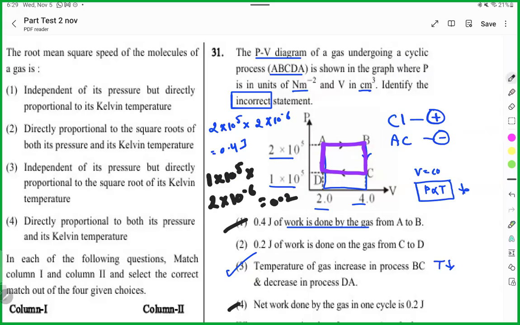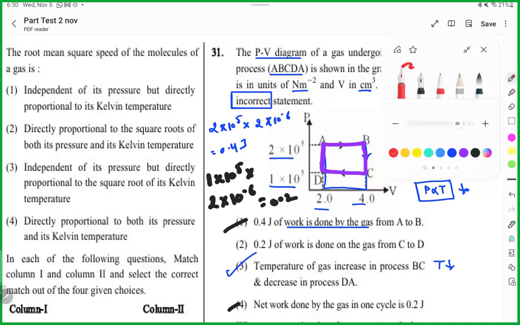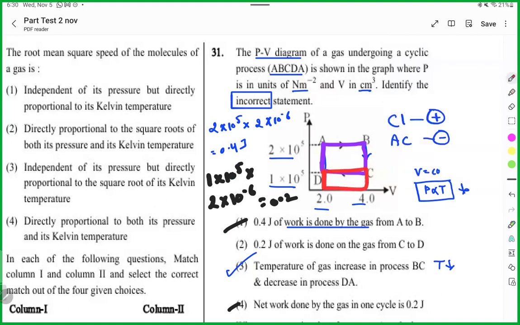C to D, same. You have to consider this area. This is also correct. So this is the opportunity you understand कि कैसे वर्क डन की वैल्यू चेंज होती है जब सिचुएशन चेंज हो. How work done value change when there is a different situation. Example, A to D and B to C, work done is 0.